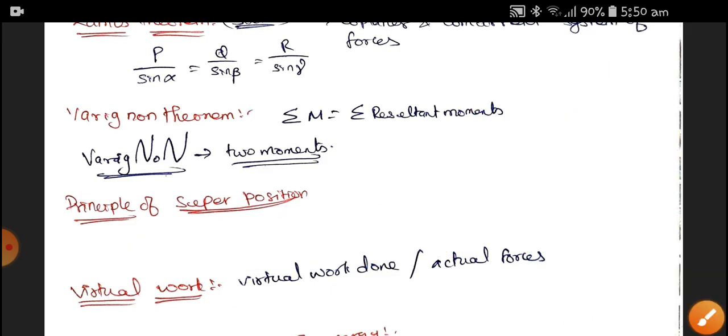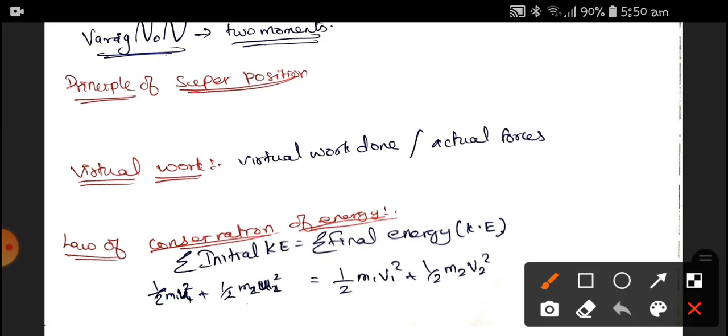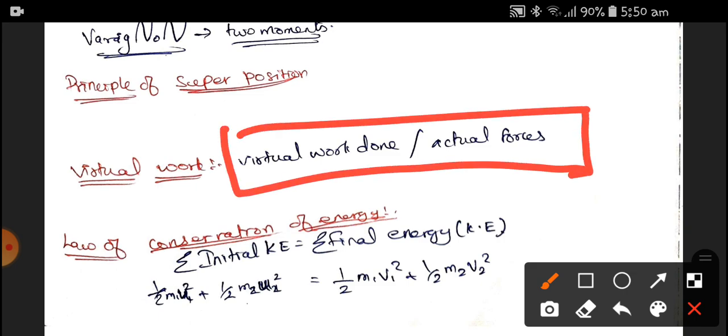Next, virtual work. Virtual work is mostly theoretical work. That is why it comes as a formula of the ratio of virtual work done to the actual work done by the actual force, which is called virtual work. Virtual work is always less than 1. That you have to know.